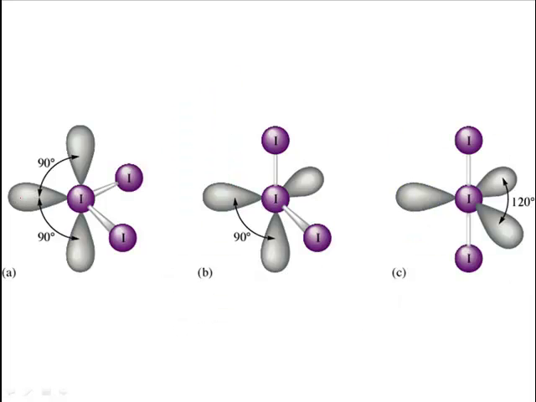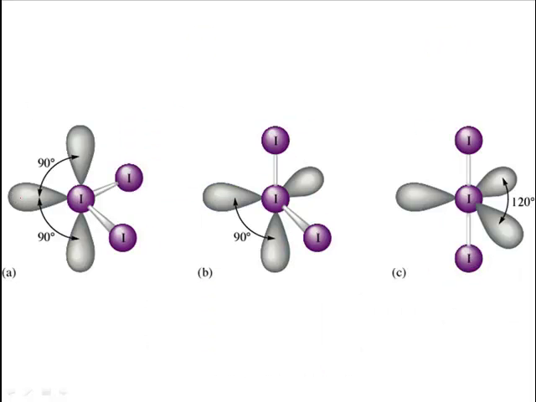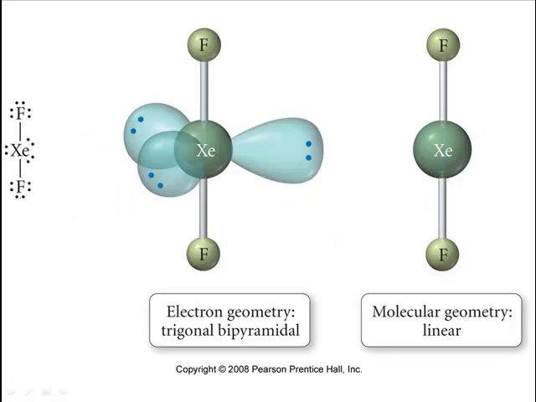Here, if you have something like this with three lone pairs, here you've got 90 between these, 90 between these, 120 between these. Which of these would be most likely to occur, A, B, or C? Out of these three, the one that is most likely to occur is the linear geometry, C. Because these are 120 degrees apart with the lone pairs because of lone pair repulsion. So this is called a trigonal bipyramidal electron geometry and a linear molecular geometry.